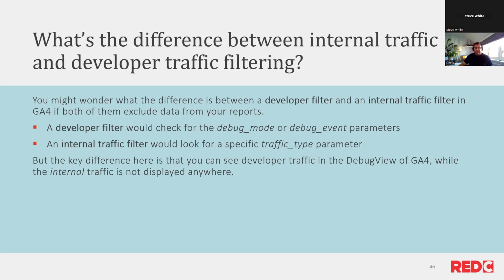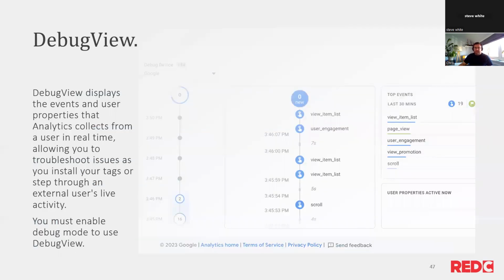And debug view looks a little like this. The middle stream here is generating the events logged in the last 60 seconds. It's done by minutes, and you can see there was user engagement, view item list, and scroll. The left-hand column is the series of events in the last 30 minutes, and the right-hand column is the list of top events in a 30-minute period and the user properties that are currently active. So debug view is the place your developers are going to. It's basically like a test environment.